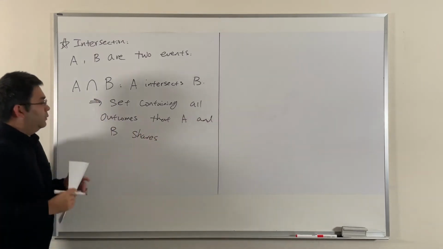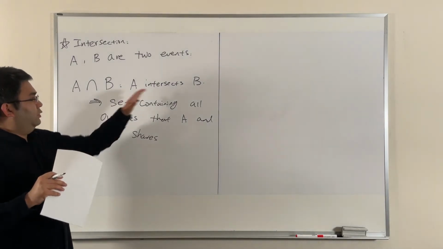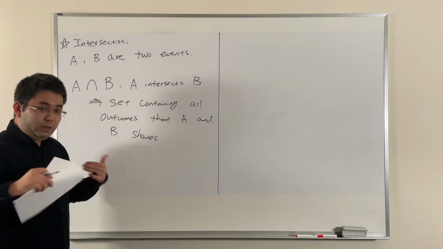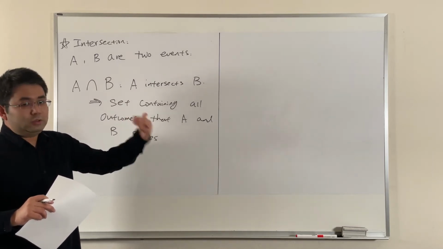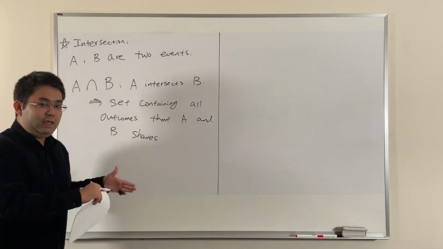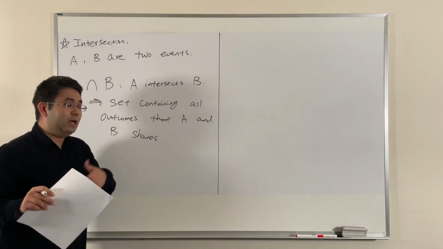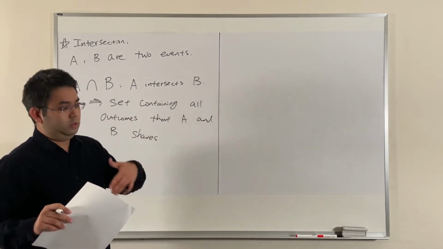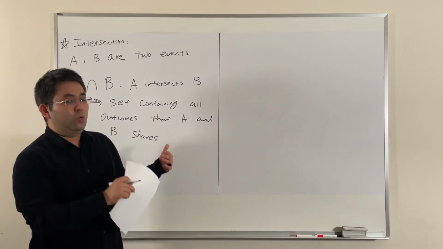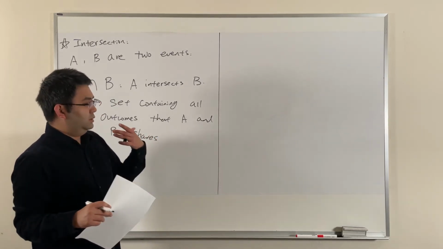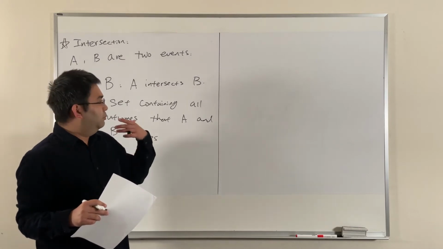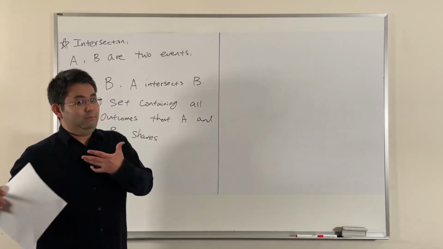What it means is, if A intersects B, it's a set of outcomes where each outcome in the set has to be in both event A and event B, right? So it's not union. Union is or, A or B. But in the intersection concept, the outcome has to be in both event A and event B.